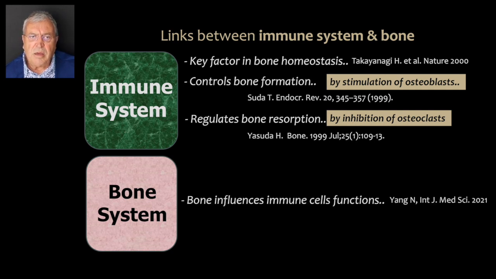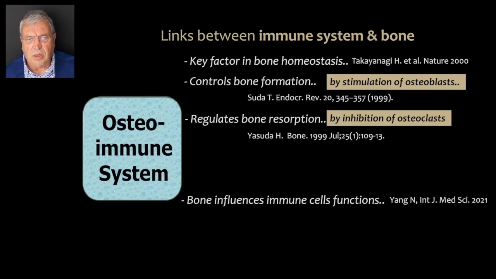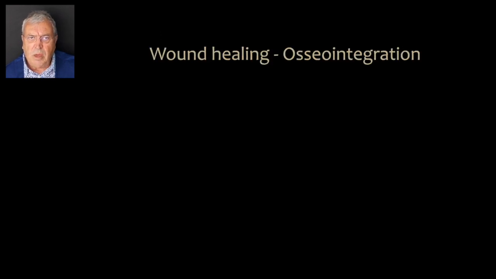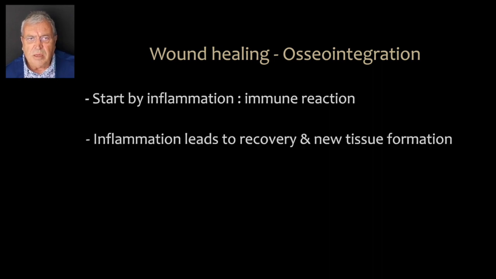On the other hand, the bone system influences immune cells' function. And this is why we consider, only since a few months, that we have in our body only one system, and it's named the osteo-immune system. Wound healing and osseointegration start by inflammation, which is an immune reaction, and this inflammation will lead to the recovery and the new tissue formation.